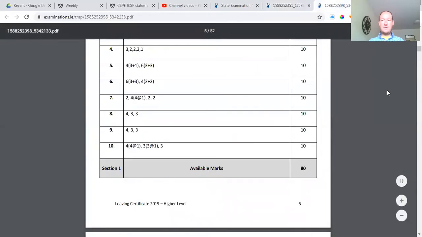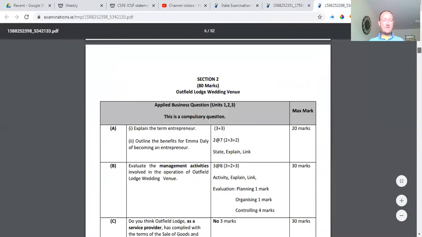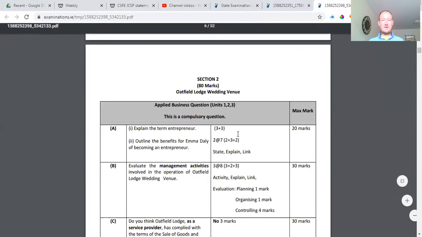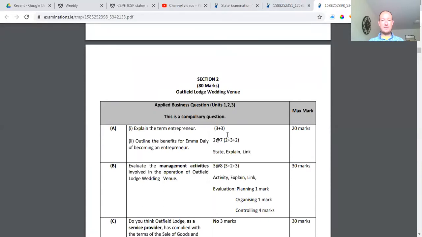So if we go down here, first of all, they give you the marking scheme, okay? And then if you go a bit further down on the screen, you'll get the answers. So: explain the term entrepreneur. Using your cop on, you'd be thinking to yourself, they're not going to give me a lot of marks for just one definition. So there's 6 marks going for that.